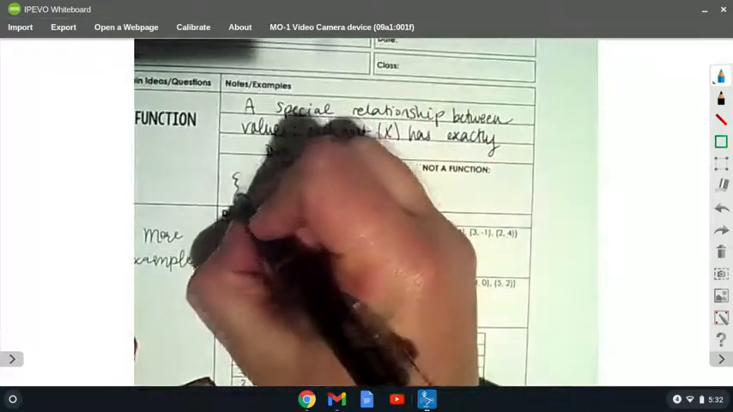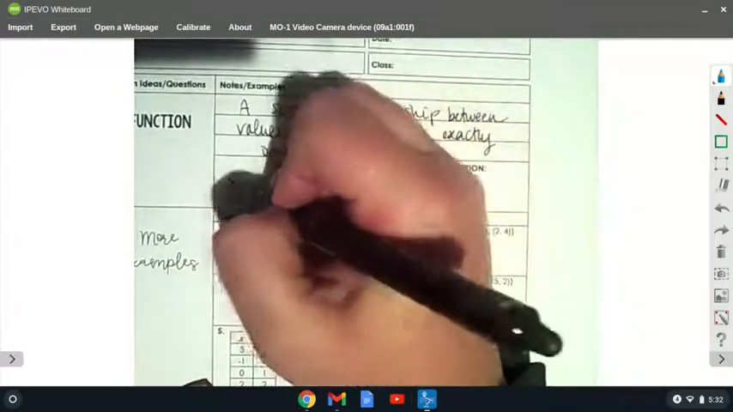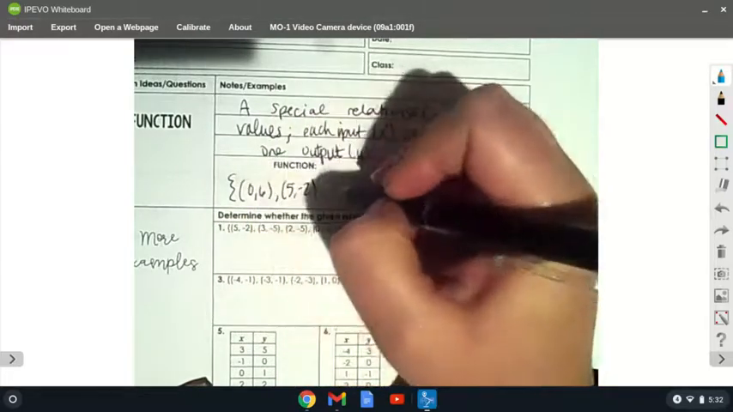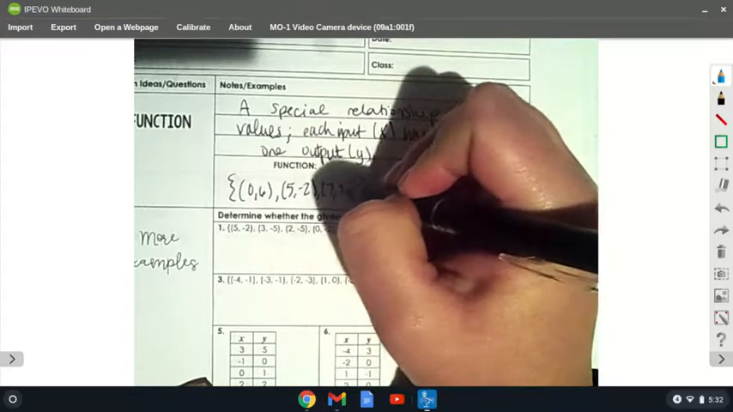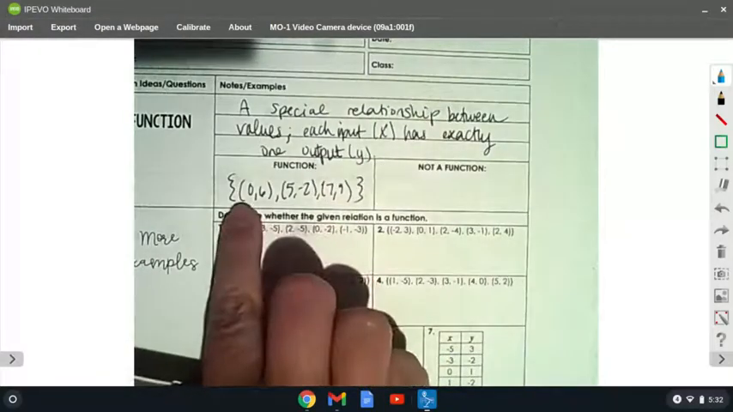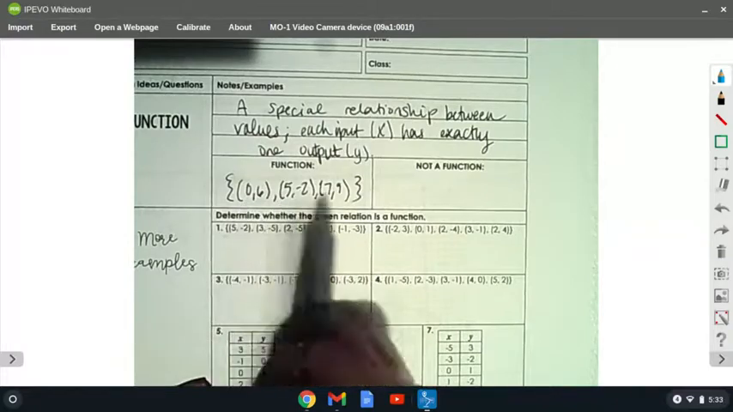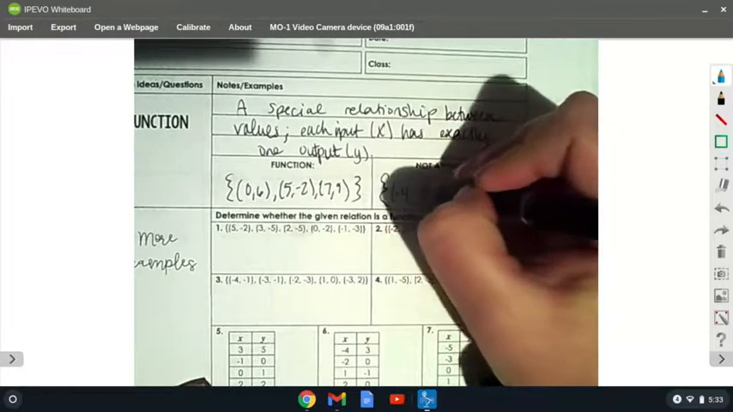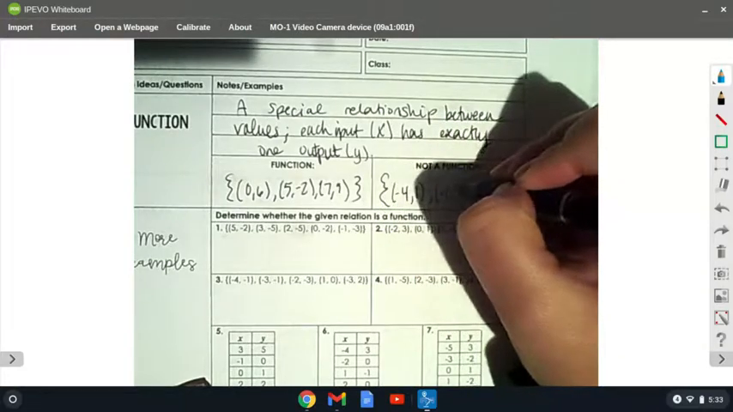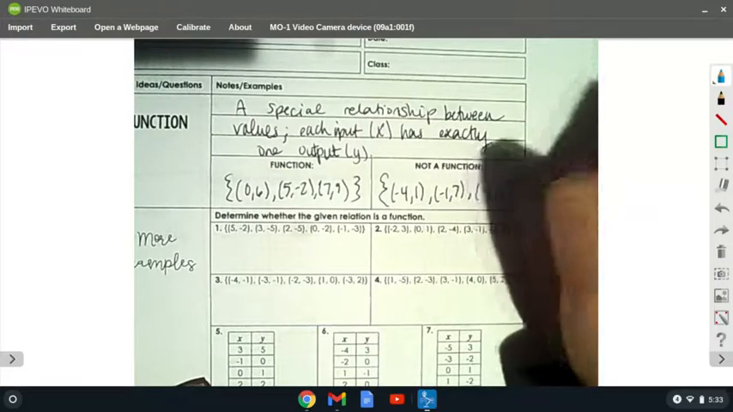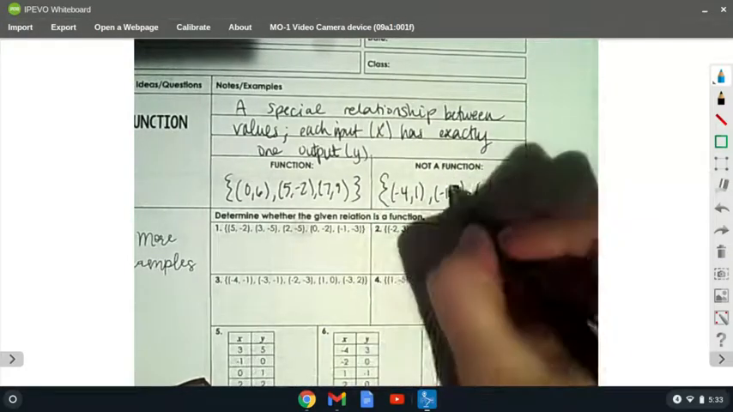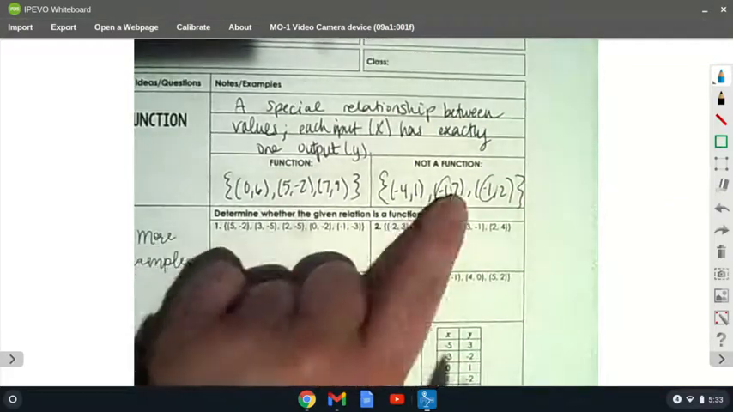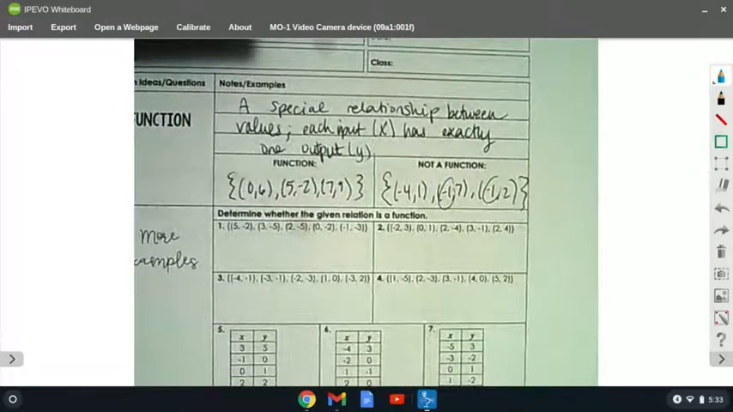So for example, if I have this relation here, 0, 6, 5, -2, 7, 9, this is a function. I have no repeating x values. My x values are 0, 5, and 7. If I have this relation, -4, 1, -1, 7, -1, 2, this is not a function because those negative ones are repeating. I have two x values that are negative ones, and they have different y values, so it's not like they're the same point.